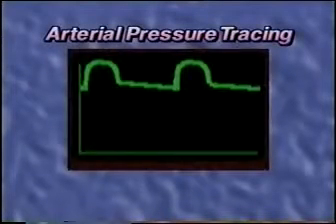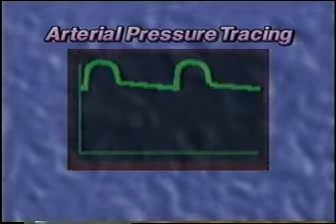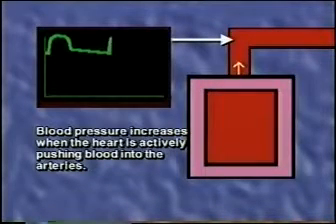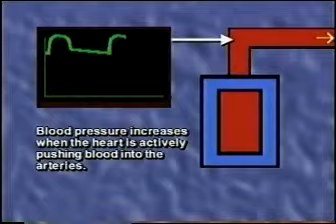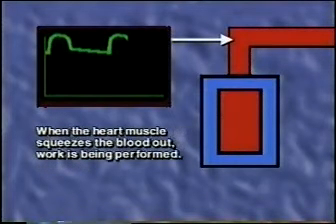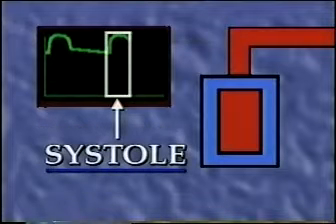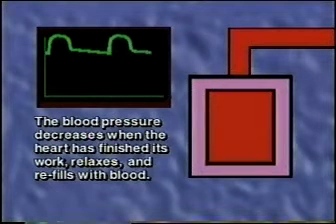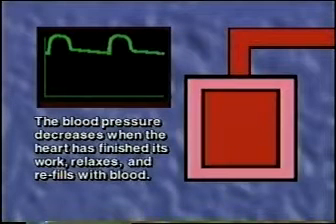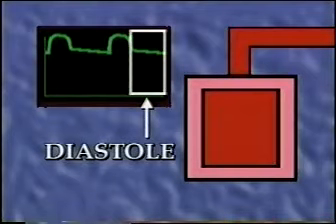When pressure is measured in the large arteries of the body, a tracing like this is seen. The blood pressure increases when the heart is actively pushing blood into the arteries. When the heart muscle squeezes the blood out, work is being performed. This period is called systole. The blood pressure decreases when the heart has finished its work, relaxes, and refills with blood. This relaxation period is called diastole.